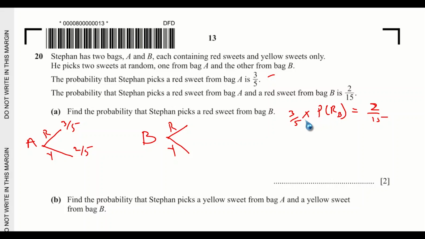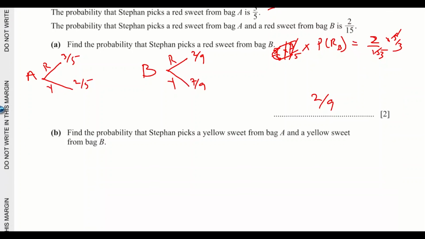Okay, so if you multiply both sides by 5 over 3, this will cancel this, so we're left with this. So the probability of selecting a red sweet from bag B will be equal to 2 over 9 if you simplify this. 5 here 1, 5 here 3, you have 2 over 9, so you can put 2 over 9 here. So automatically the probability of yellow from bag B will be 7 over 9. So the probability that Stephen picks a red sweet from bag B is 2 over 9.